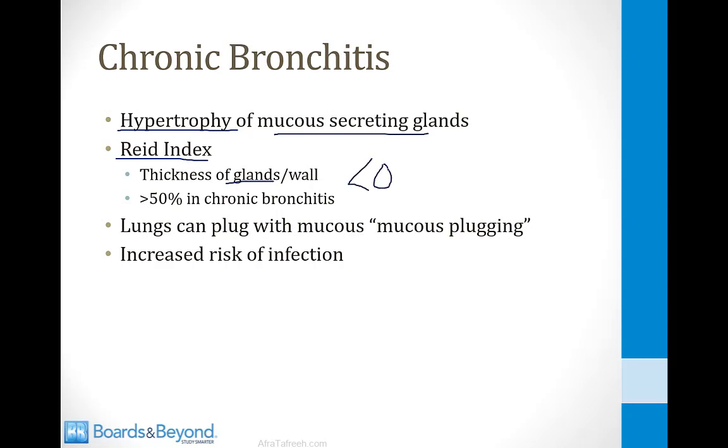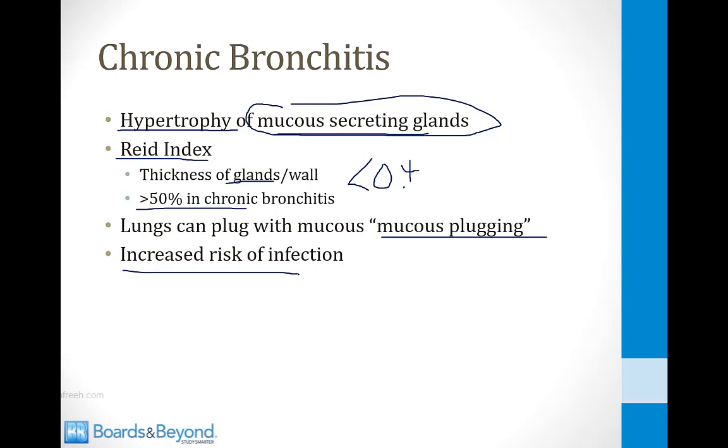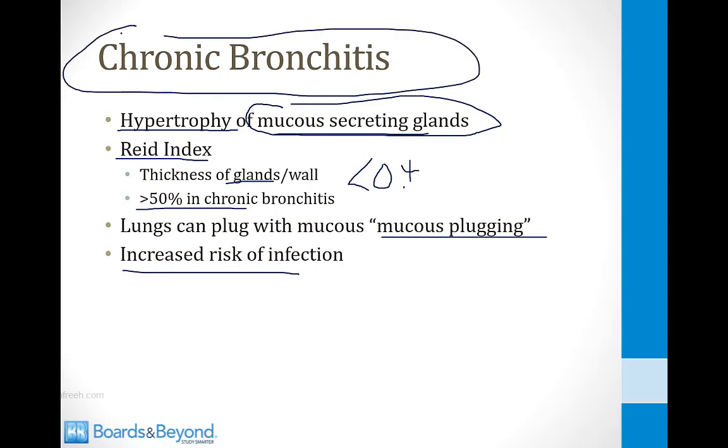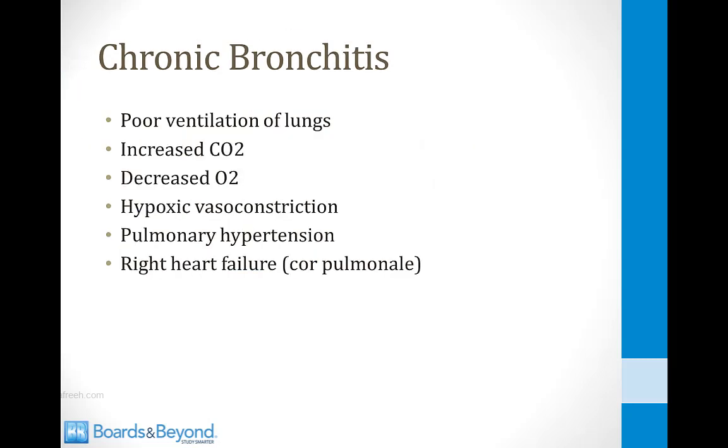Normally, it's less than 0.4. In patients who have chronic bronchitis, it can be as high as 50% or more. And that's because these glands are hypertrophied and producing more mucus than normal. In addition, because of hypertrophy of mucus glands, the lungs can plug up with mucus. This is called mucus plugging, and this can cut off ventilation to portions of the lung. Also, the excessive amounts of mucus often impair mucociliary clearance in the lungs, and that raises the risk of infection. Infection is a common problem in patients who have chronic bronchitis. So the physiologic consequences of chronic bronchitis are that you have poor ventilation of the lungs.